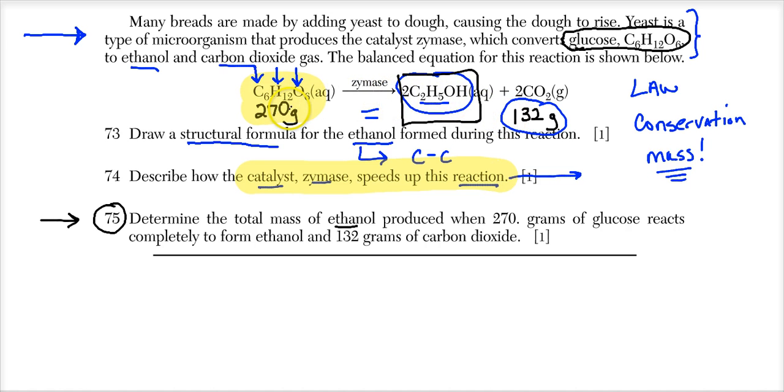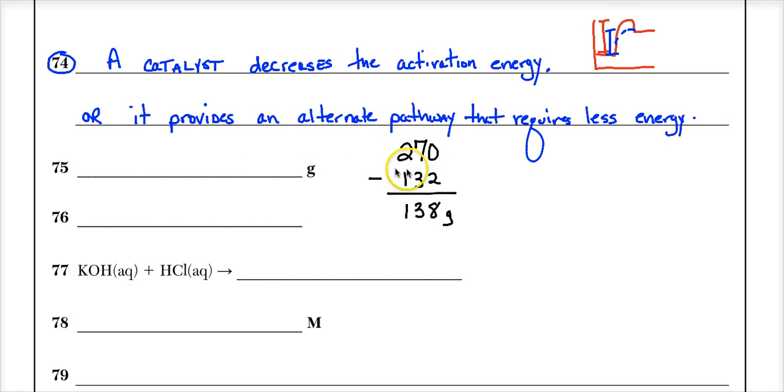Now, for those that had a higher level chemistry class, could you convert this to moles and do a stoichiometric problem and find the moles and convert back to grams? Sure, but you're doing a lot more work here. That's not what they're after in this question. They're after, can you see the law of conservation of mass? Let's go to the answer booklet. So back to the answer booklet here. I take my 270, I subtract 132, and I get 138 grams.